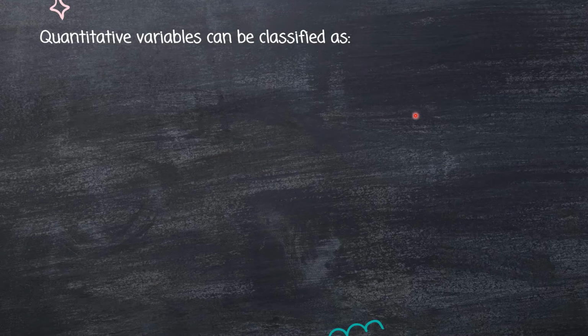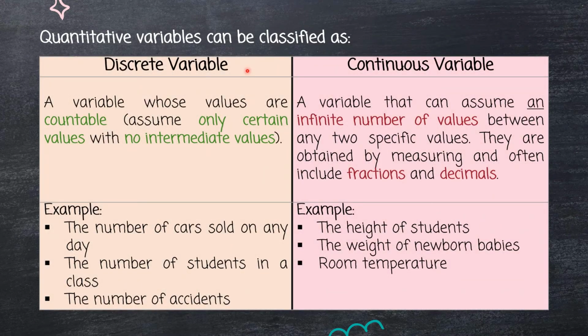Quantitative variables can be classified as discrete variable and continuous variable. A discrete variable is a variable whose values are countable, assuming only certain values with no intermediate values. Example: the number of cars sold on any day, the number of students in a class, the number of accidents.